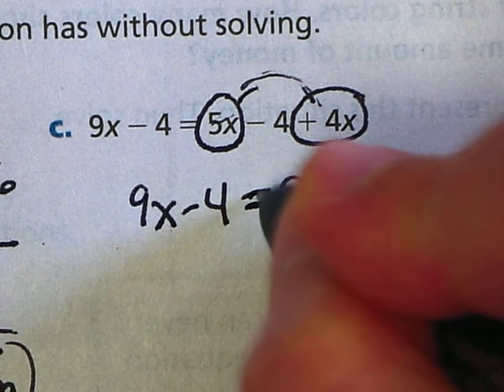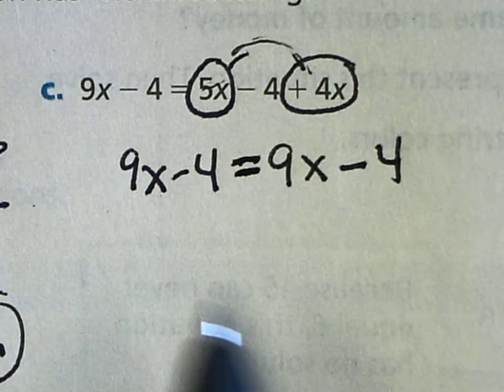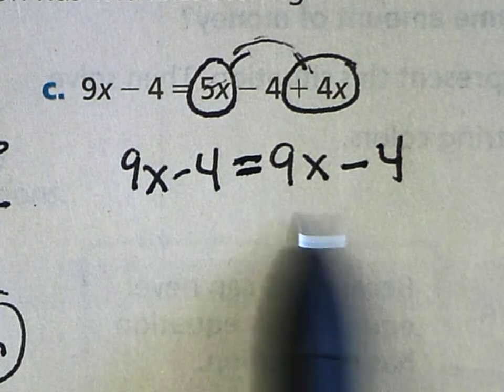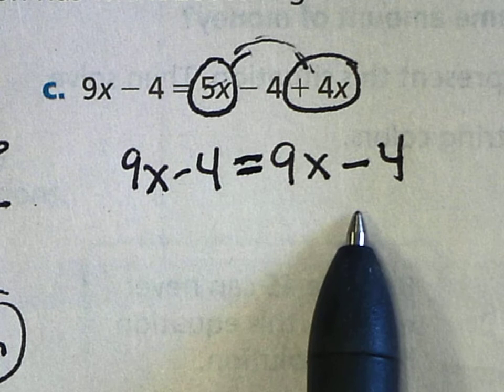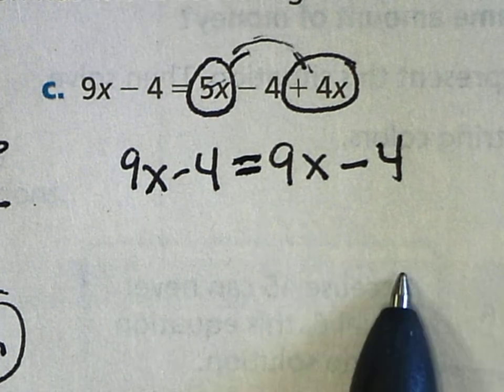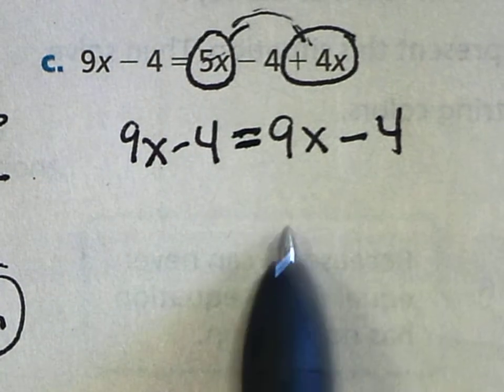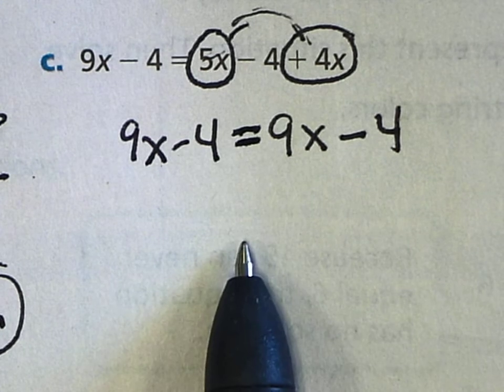Okay, so take a look at both sides of this equation. We have 9x minus 4 equals 9x minus 4. That is true. The left side equals the right side. Everything is exactly the same. So now this is a true statement. So this would be infinitely many solutions.